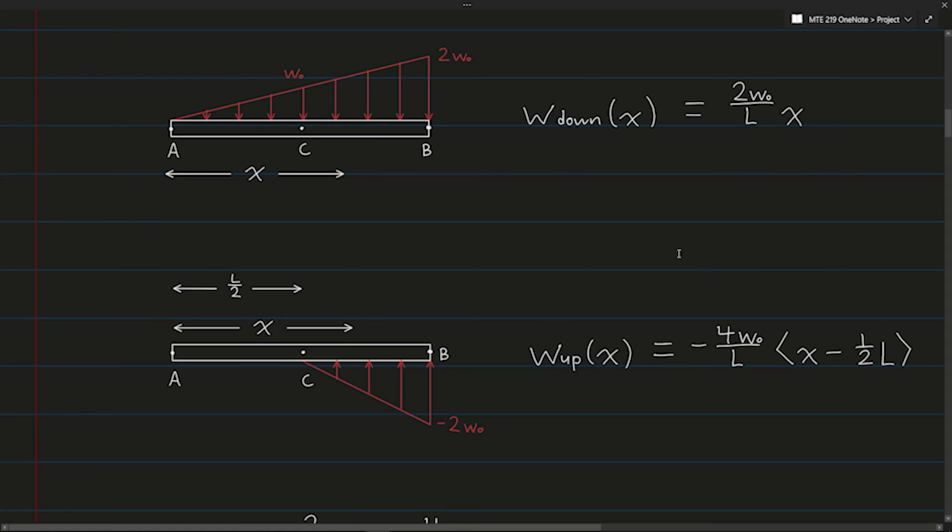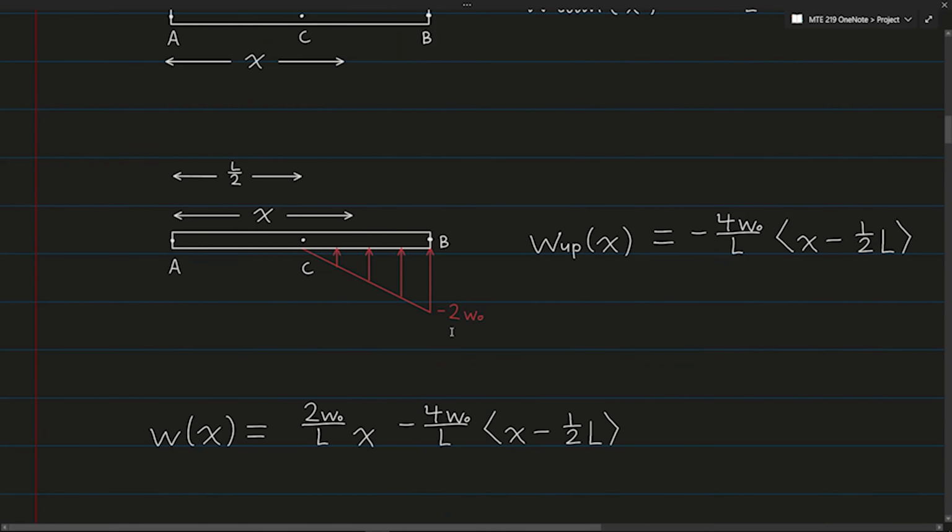And then there's just one more step for finding the load function. We add this function and this function together to get the equation for the overall load, and w(x) is the load, where x is our distance from point A, and here is the load expressed in W and L.